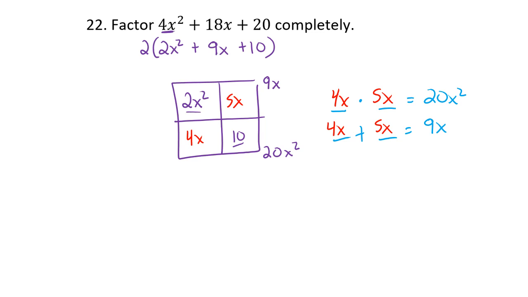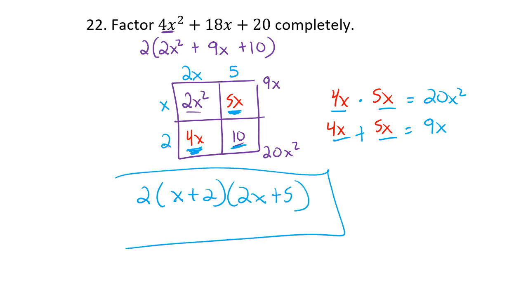So once we have that, we got to figure out our combination, our numbers on the outside. I need two numbers that multiply to be 2x squared. I'm going to go with 2x on top and x on the left. And I'm doing that because I know 2x times 2 would make a 4x. And x times 5 would make 5x. And so 2 times 5 gives me the 10 I need. So now I have 2x plus 2, and then 2x plus 5. And now I have factored the problem.